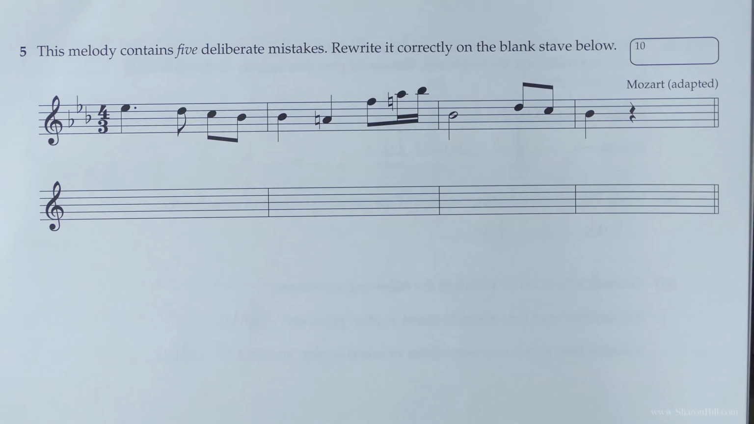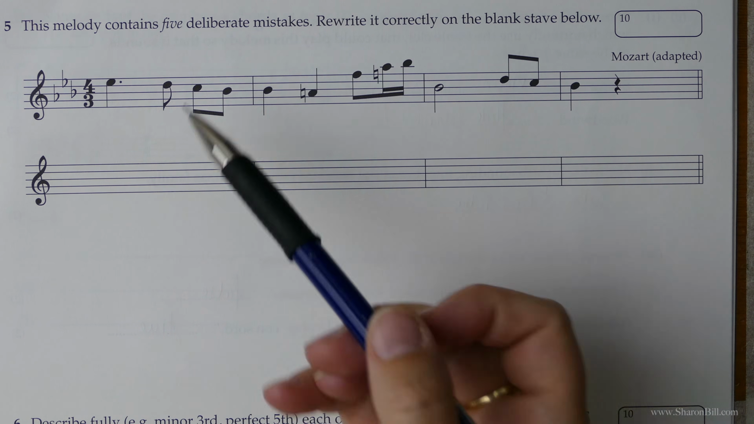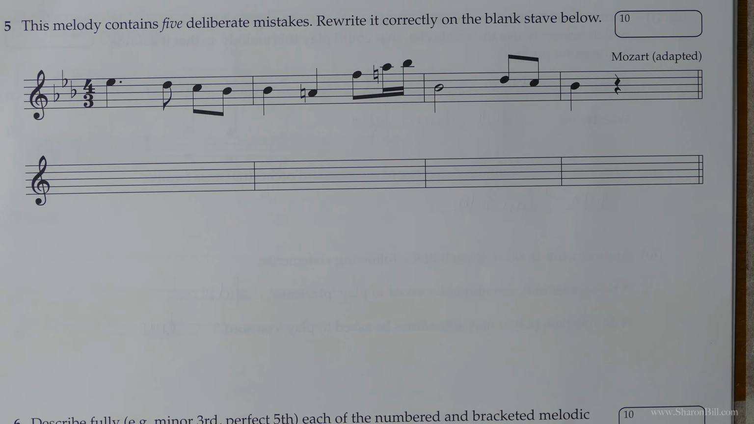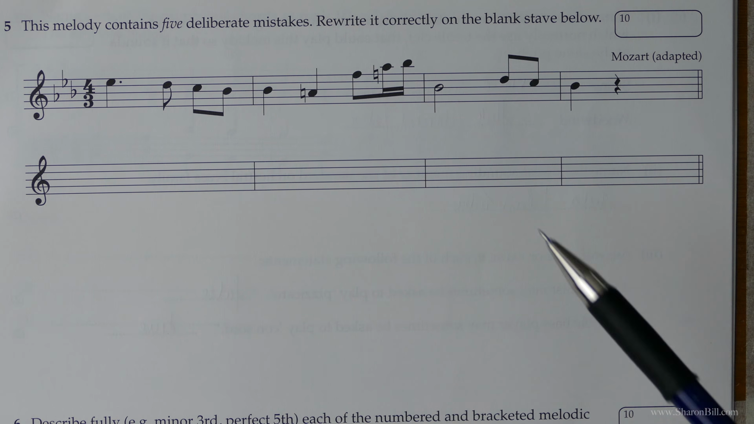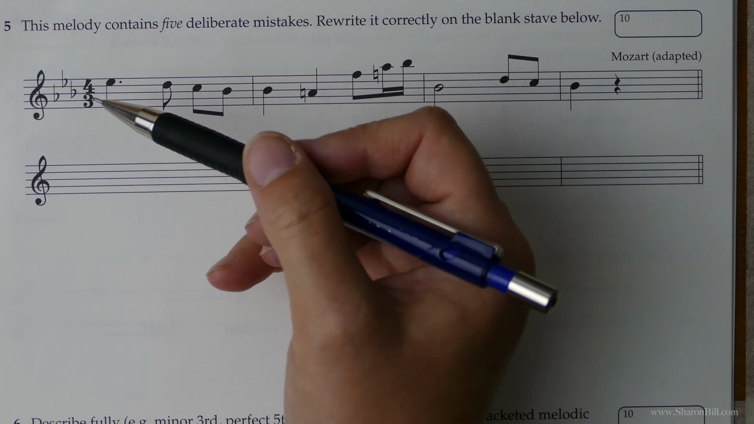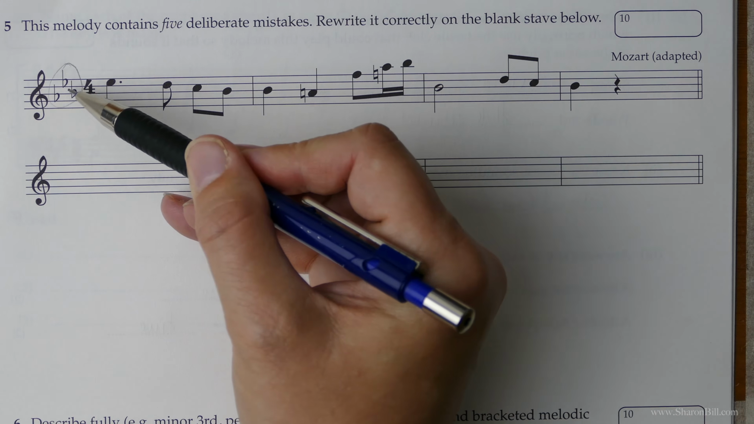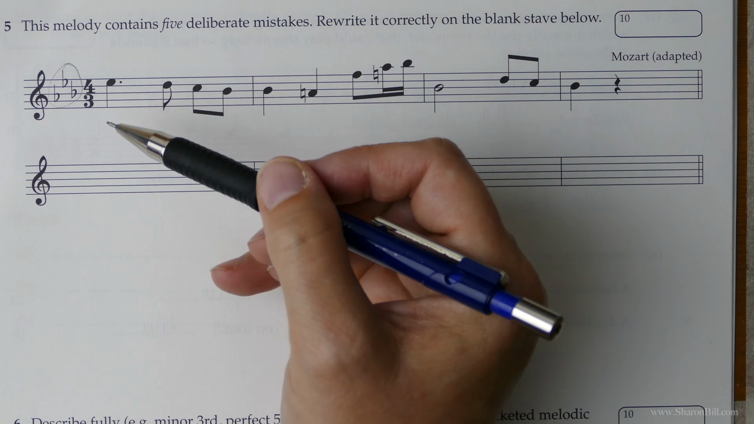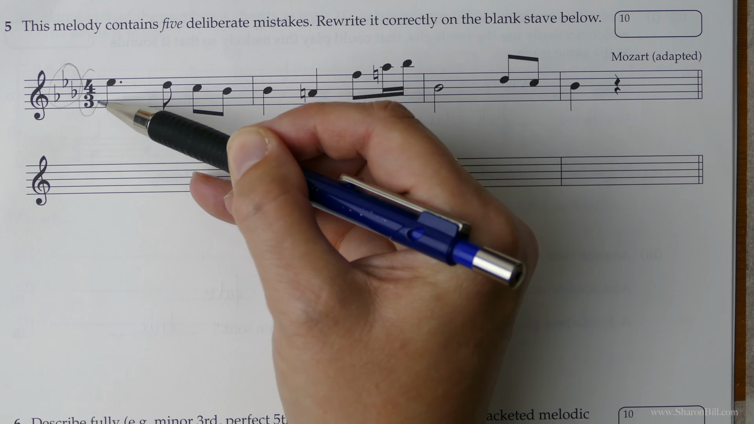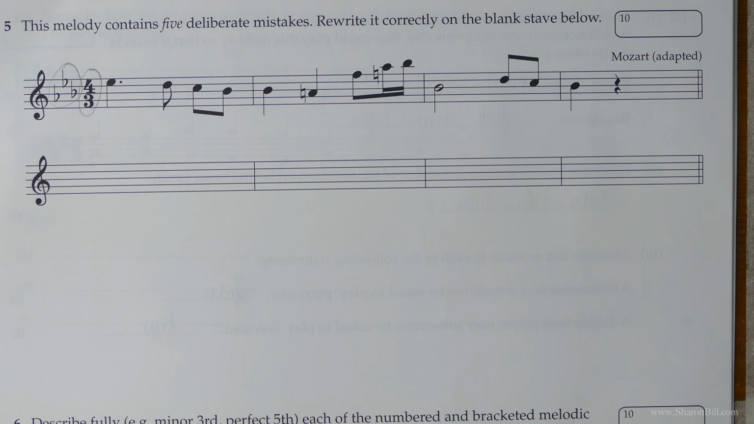So question 5 over the page. So we've got a bit of detective work to do now. This melody contains 5 deliberate mistakes, and then we need to spot those mistakes and rewrite it correctly below. So let's see. So straight away, the key signature is in the wrong order. Should be B flat, E flat, A flat. Your time signature is upside down. No such time signature as 4/3.